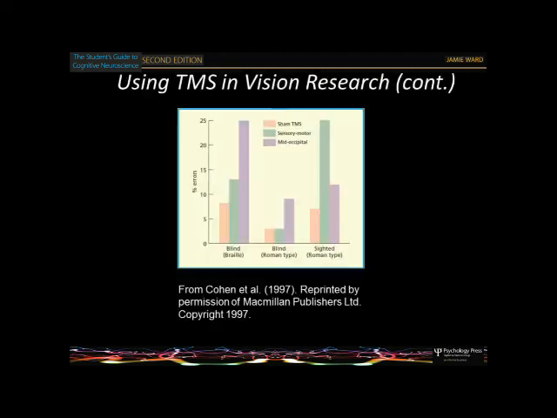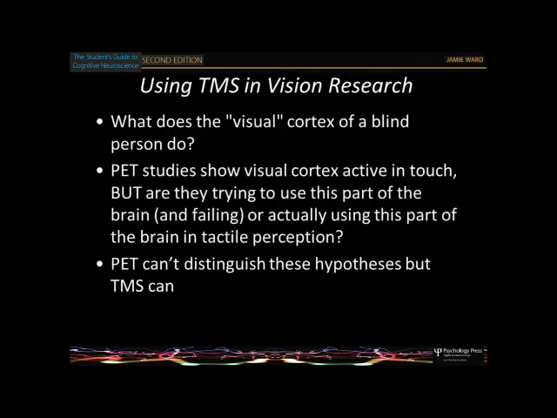Okay, and this is another example, and then we'll leave it at that. We can ask the question, what does the visual cortex of a blind person do? Again, it's a slightly ill-posed question because you could be talking about people who are born blind or late blind and so on. What we do know about people who are blind is that their visual cortex isn't silent.